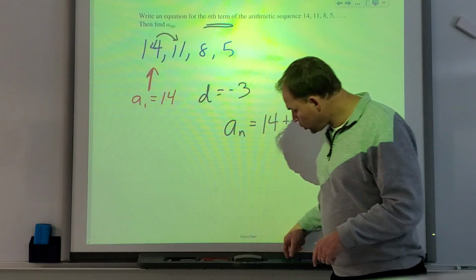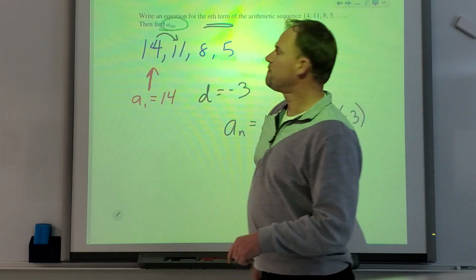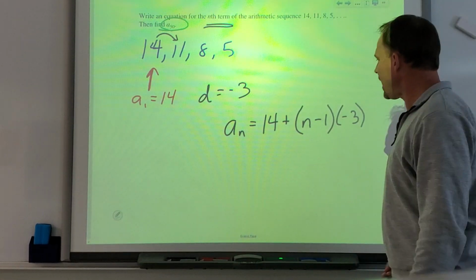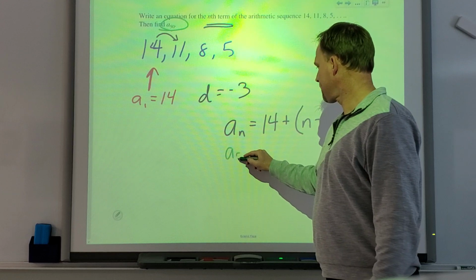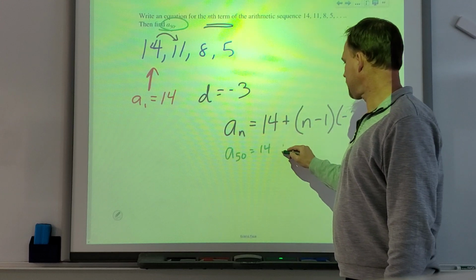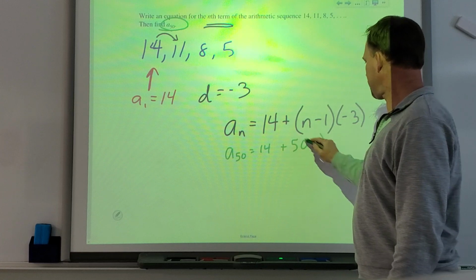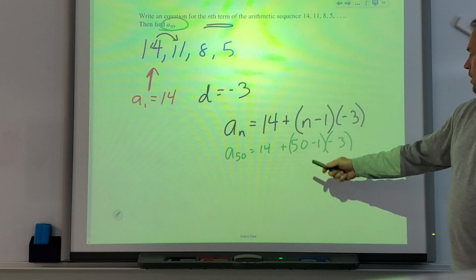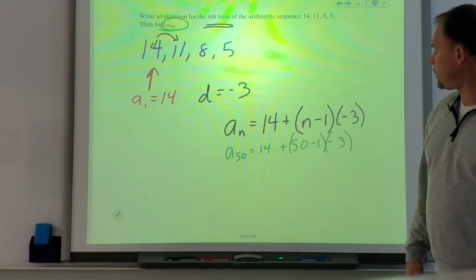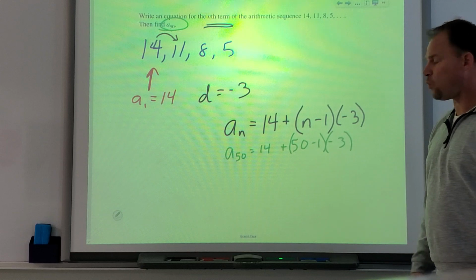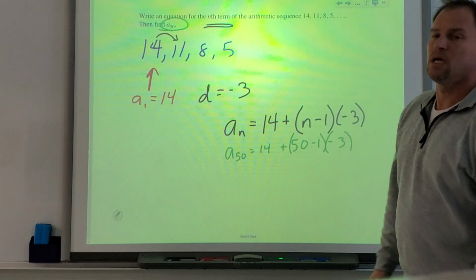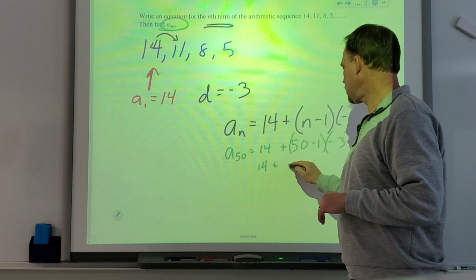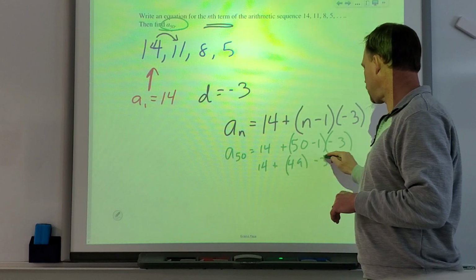Now, part 2 of the problem says find a sub 50. Find the 50th term. So now I have this. Do the math. It says find the 50th term, so I plug in 50. 50 minus 1 is 49. 49 times negative 3. So I have 14 plus 49 times negative 3.